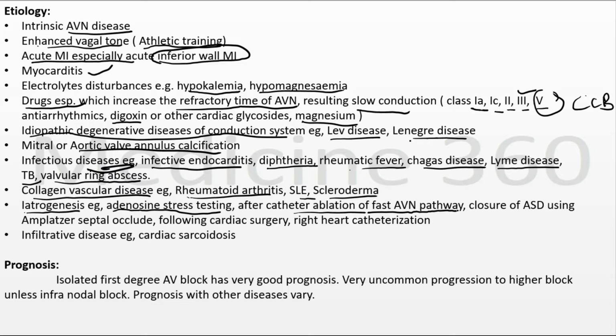Then there is the method for closure of ASD using the Amplatzer septal occluder. This can cause first degree AV block. The other causes are the following: cardiac surgery, right heart catheterization, and inflammatory diseases, for example cardiac sarcoidosis. In this, the collagen, calcification, and fibrosis of the tissues and conduction system can cause first degree AV block or higher degree AV blocks.